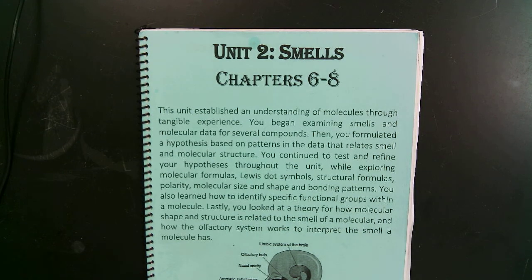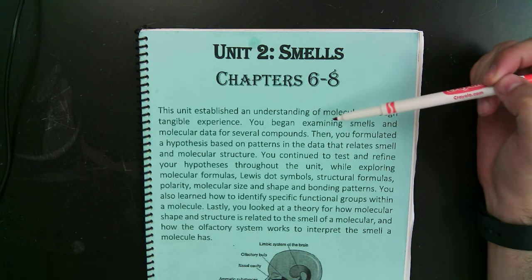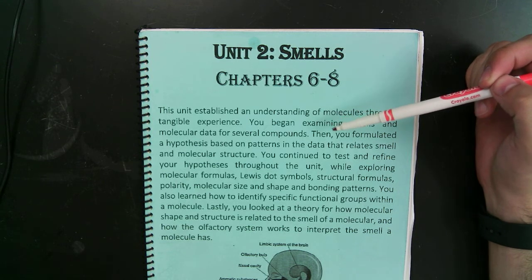Unit 2, which had the theme of smells, covered chapters 6 through 8. This unit established an understanding of molecules through tangible experience. You began examining smells and molecular data for several compounds. Then you formulated a hypothesis based on patterns in the data that relate smell and molecular structure.